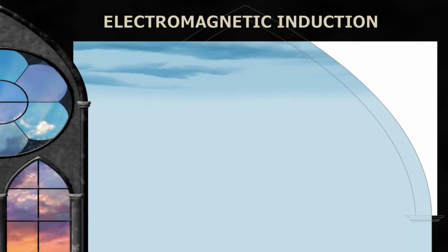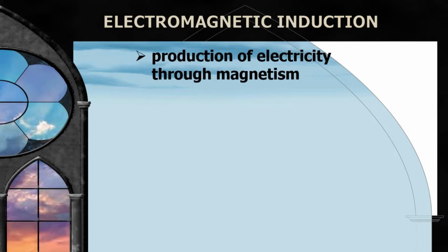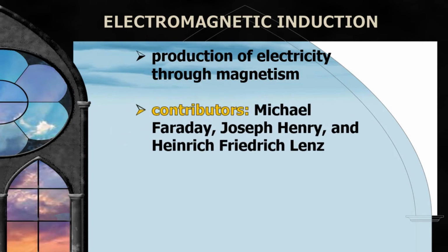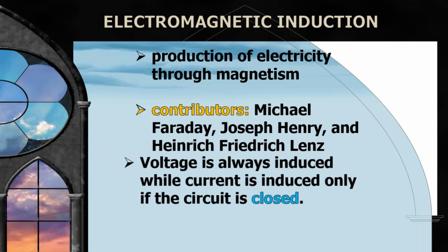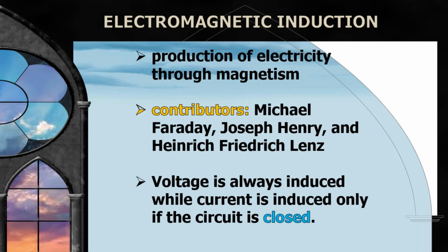So let's talk about electromagnetic induction. Electromagnetic induction is actually the production of electricity through a magnet. Because of this, we have the following scientists who contributed to this study: Michael Faraday, Joseph Henry, and Heinrich Friedrich Lenz. According to them, for electromagnetic induction, voltage is always induced, while current can only be induced if the circuit is closed.